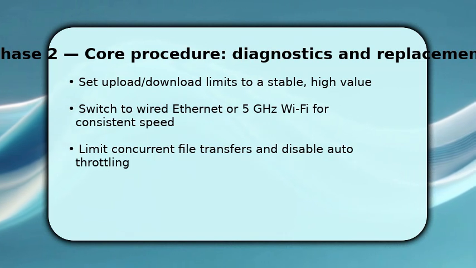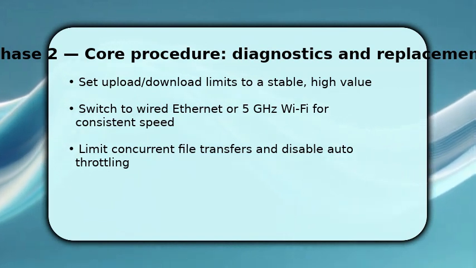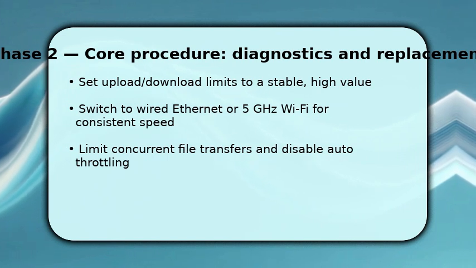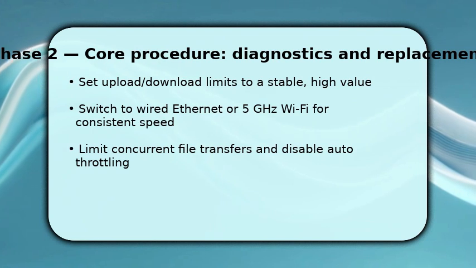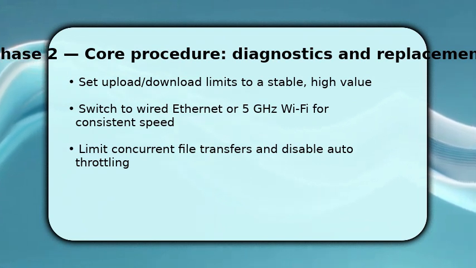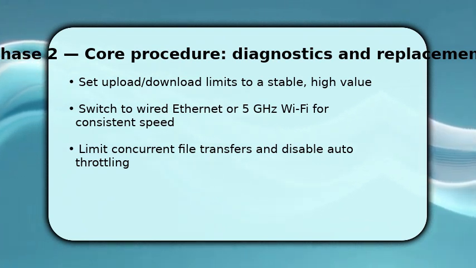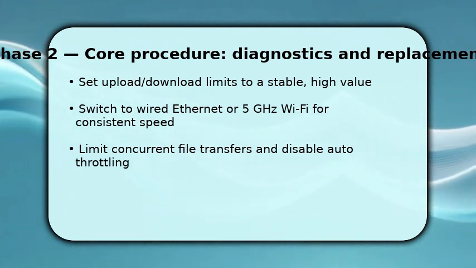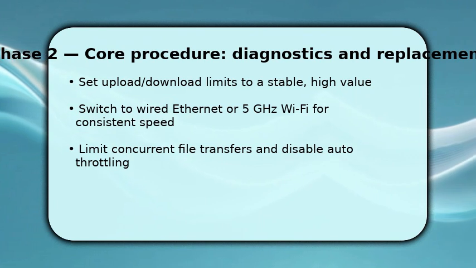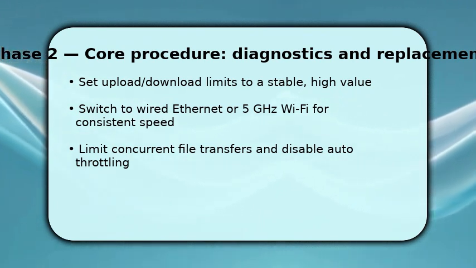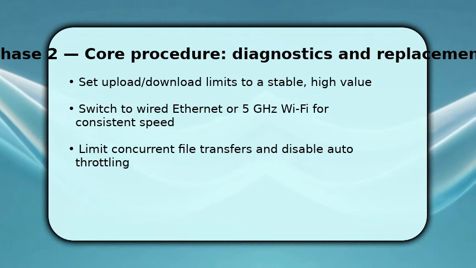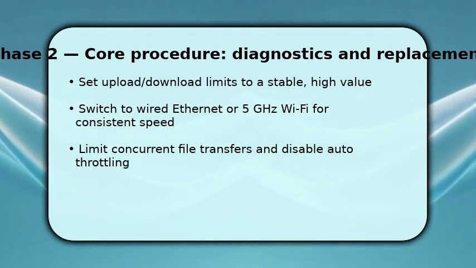Now you optimize the network and OneDrive client. Choose a wired Ethernet or 5 GHz Wi-Fi connection for stability, because fewer retransmits means faster effective sync. In the OneDrive settings, set upload and download limits to a higher, stable number that your connection can sustain. This prevents auto-throttling. Reduce concurrent file transfers if disk I/O is the bottleneck, and make sure other cloud apps are paused. These changes balance network and disk resources so sync completes faster.